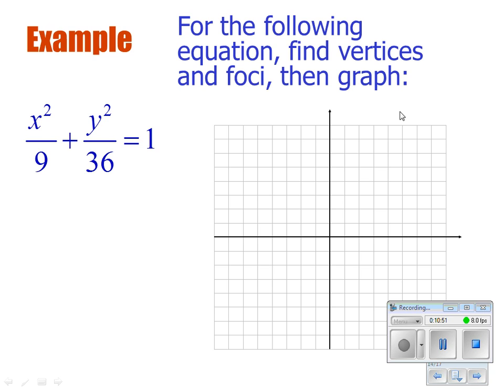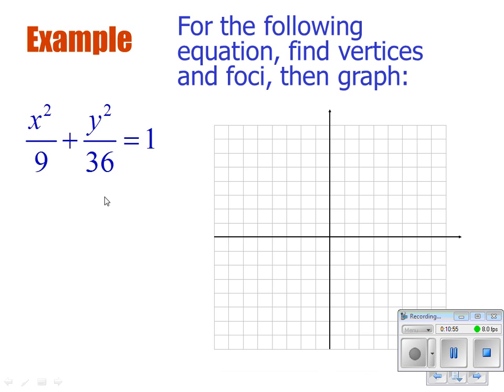Now let's do an example problem putting all of this together. So we have x squared over 9 plus y squared over 36 equals 1. Well, the 9 and the 36 are the a's and the b's. We say that a is the bigger number, so a is equal to plus or minus the square root of 36, which is plus or minus 6. b is equal to plus or minus the square root of 9, or plus or minus 3.